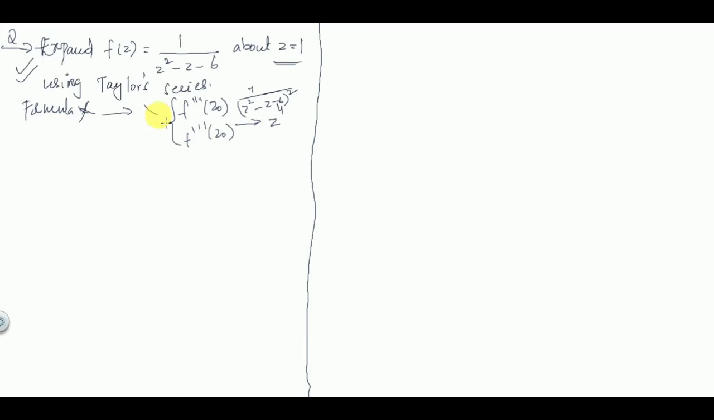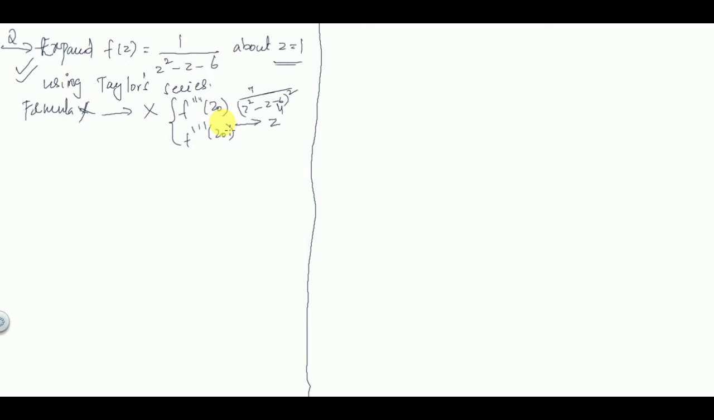It involves more hard work, so it is not suggestible to do the Taylor series expansion using the normal formula method. When you can't use the formula method, the only method you can use is binomial expansion. Understand the difference between these two methods: you can solve using the formula of Taylor series expansion, or you can solve using binomial series expansion.